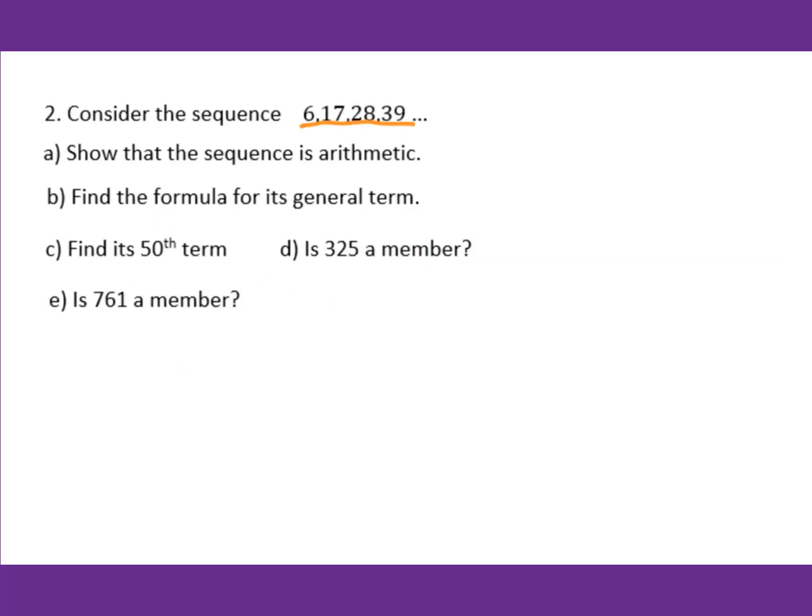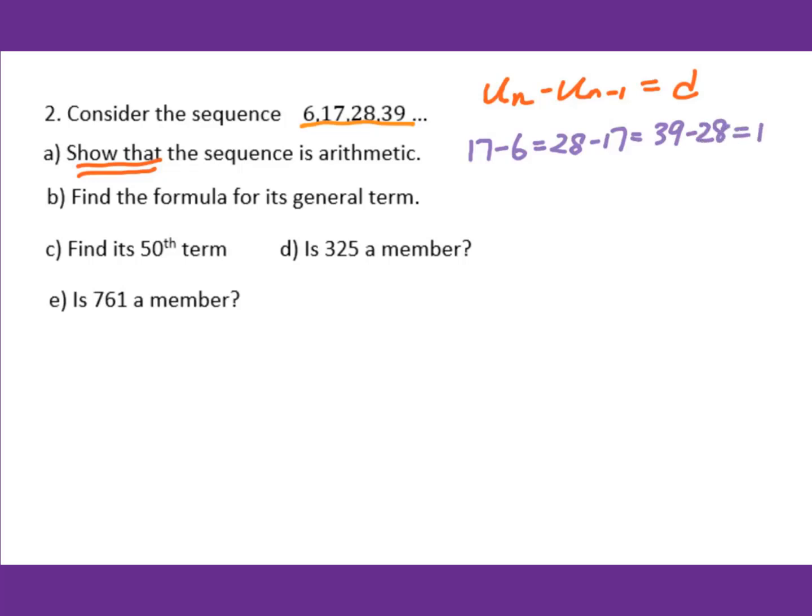For number 2, consider this sequence. Show that the sequence is an arithmetic sequence. When you see show that, that means prove. Use that definition. You need to prove U sub n minus the previous term equals a constant. So we get 17 minus 6 equals 28 minus 17 equals 39 minus 28 equals 11. So it is an arithmetic sequence.